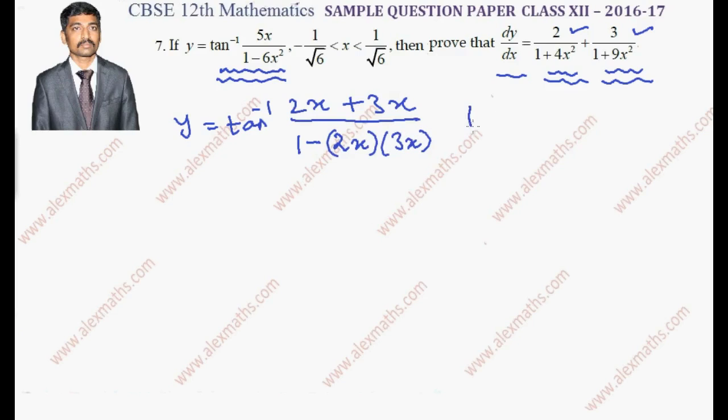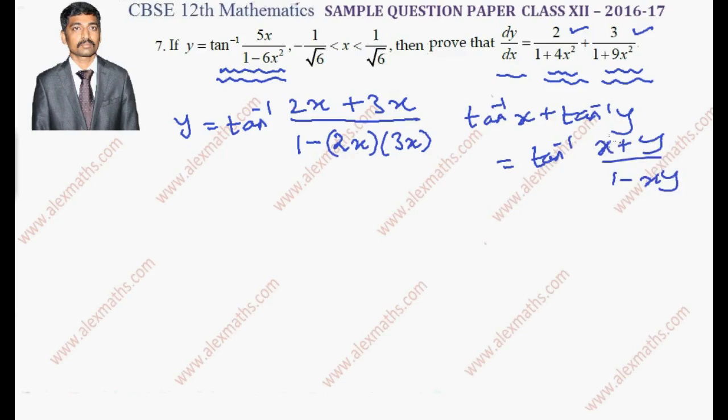We have a basic formula, tan inverse x plus tan inverse y is tan inverse of x plus y by 1 minus xy. So when I already have x plus y by 1 minus xy, I can write it as tan inverse x plus tan inverse y. In the same way, this can be written as tan inverse 2x plus tan inverse 3x.